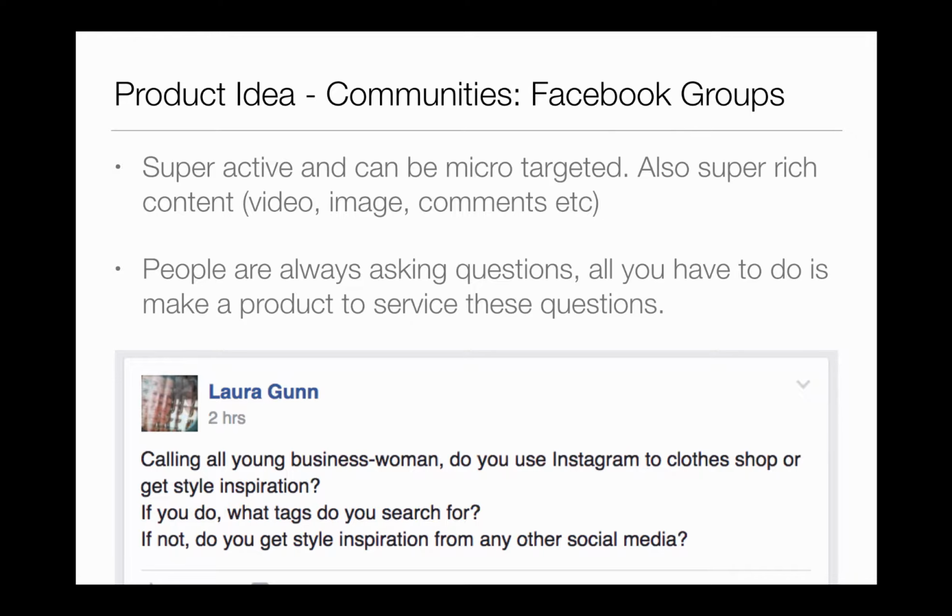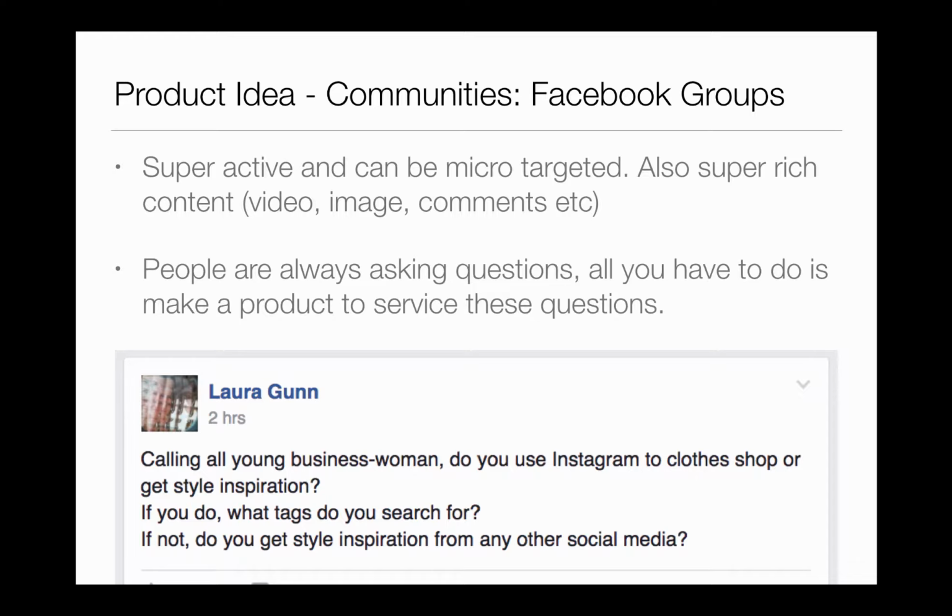Okay, so let's take a look at a Facebook group. For example, these are super active, people are constantly posting in there, and a lot of people are asking questions. This is an example here which shows someone who's in a Facebook group and she's asked a question saying, calling all young businesswomen, do you use Instagram to clothes shop or get style inspiration? If you do, what tags do you search for? If not, do you get style inspiration from other social media?